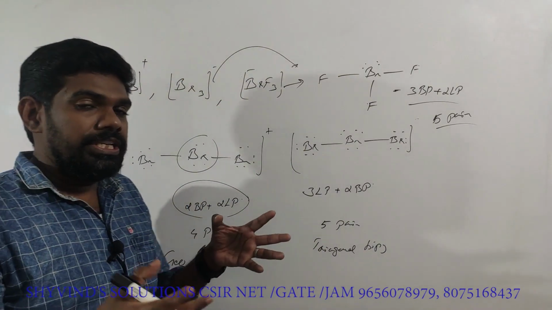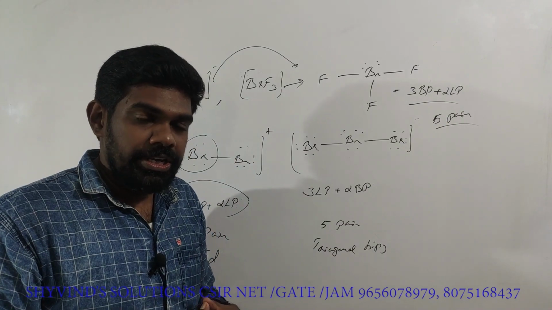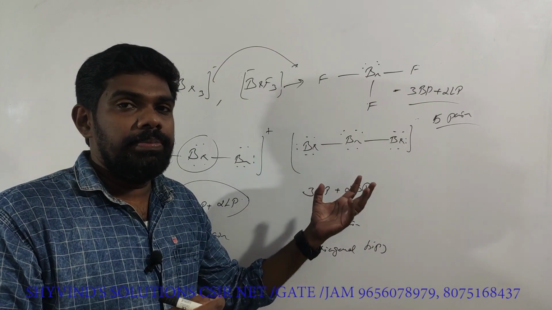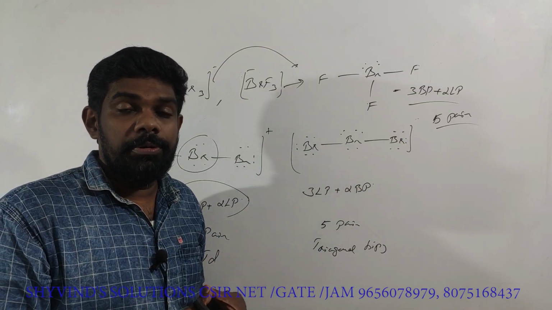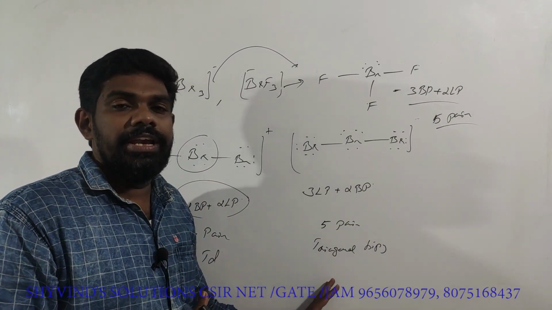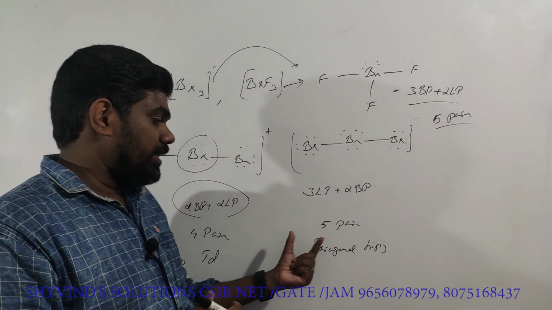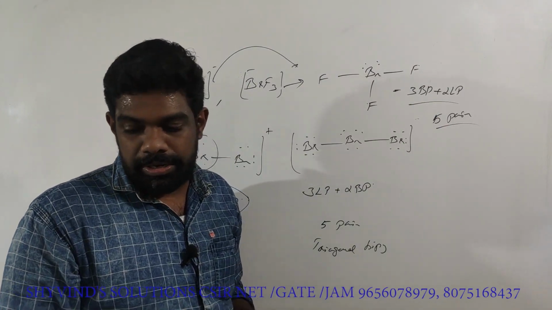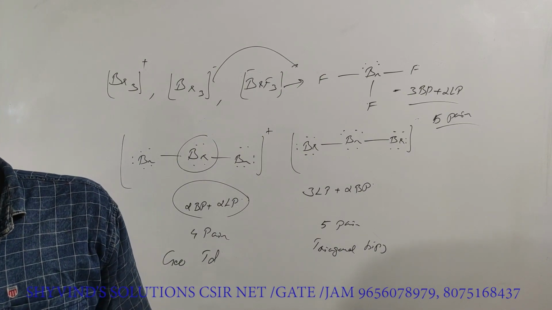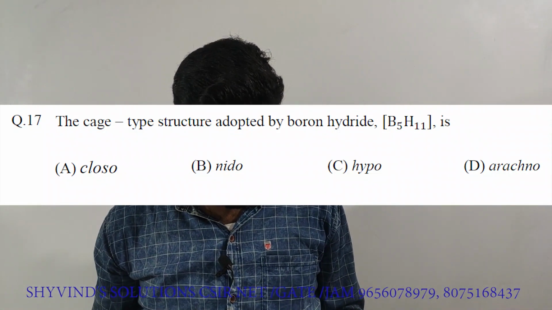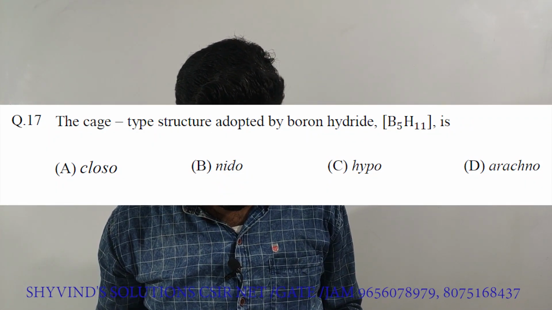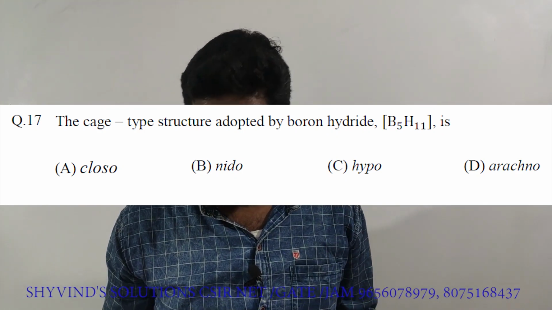Okay, if the question is about shape, the idea will be different, so you should think differently there. You should apply VSEPR theory if the question is about shape. But in this particular case, it's about geometry, so this is the idea. So the answer will be tetrahedral, trigonal bipyramidal, and trigonal bipyramidal. The answer is option C.